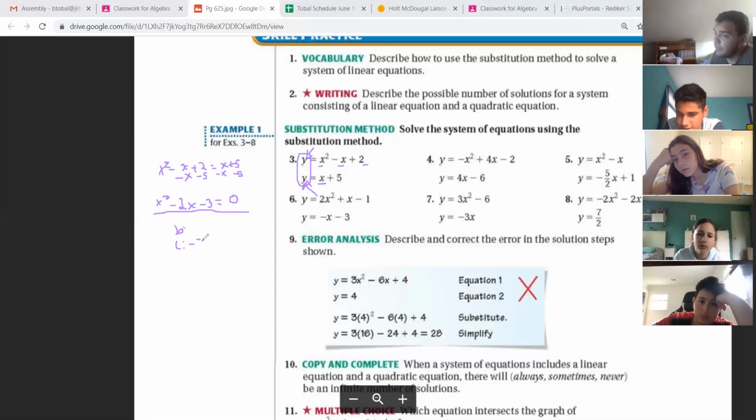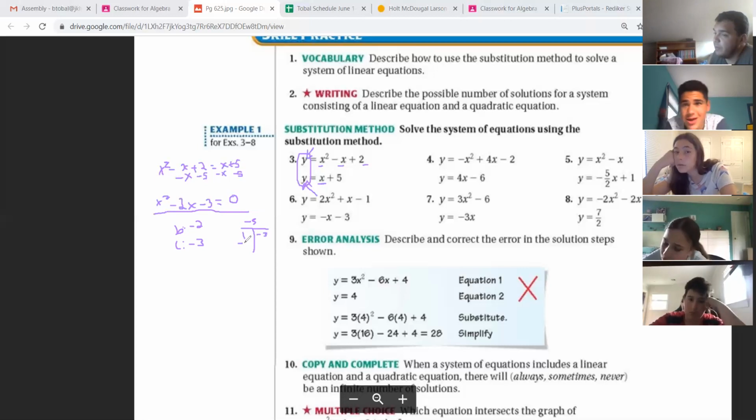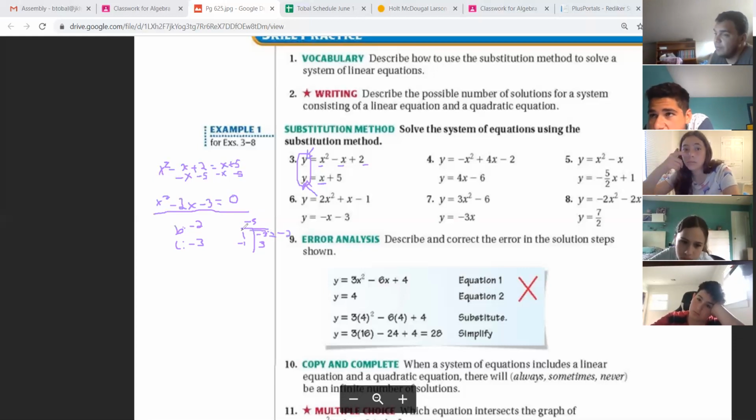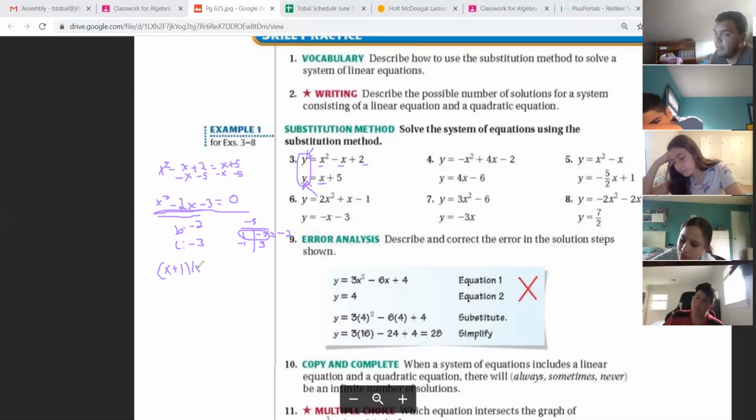So C is -3 and B is -2. We need things that multiply to -3 that add to -2. There's not many things that multiply to -3: +1 and -3, and -1 and +3. Out of these 2 options, the ones that add up to -2 happens to be the top one. This is negative 2, so we're going to use that. So I'm going to rewrite this part right here as (x plus 1)(x minus 3).